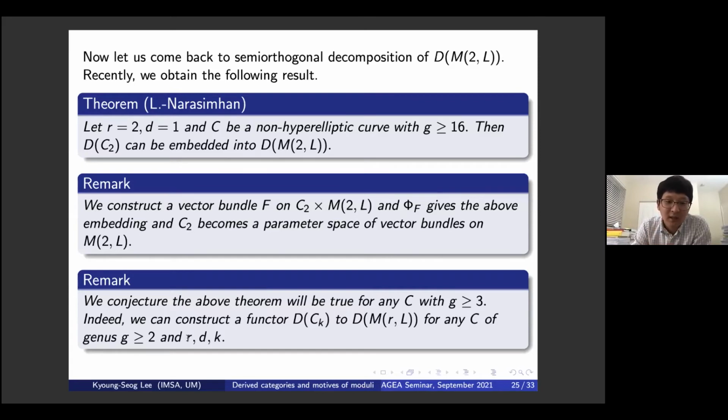So this result automatically implies that C2, the second symmetric product, becomes a parameter space of vector bundles on this moduli space of vector bundles on the curve. Indeed, we construct a functor from arbitrary k-th symmetric product to the derived category of this moduli space.